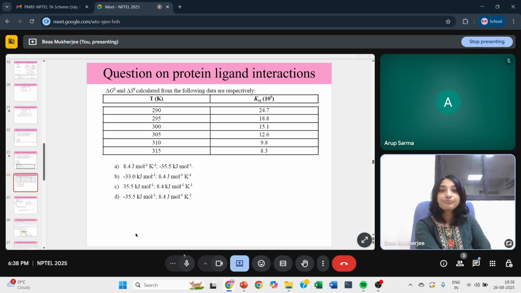Okay. The temperature in Kelvin is given and KEQ is given with respect to 10 to the power 5, so whatever value is there into 10 to the power 5. Now they're telling you to find out delta G naught and delta S naught. So how are you going to find it? You know the equation, right? Based on the equation, you're going to find out delta S naught and delta G naught.